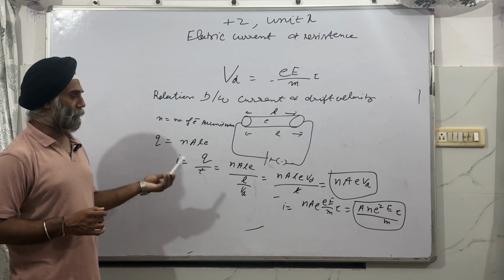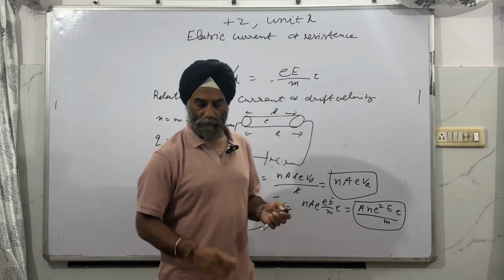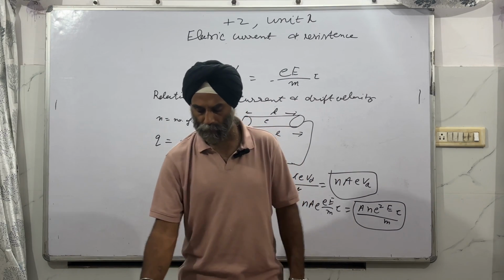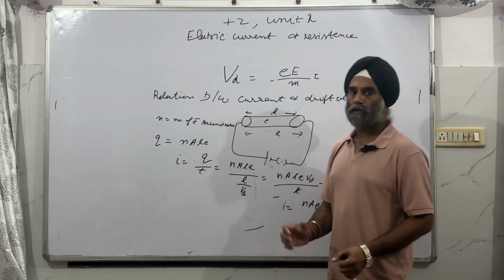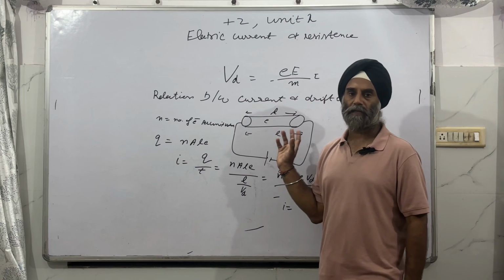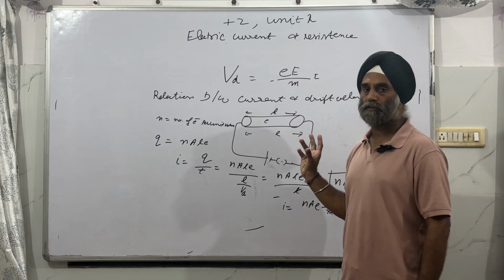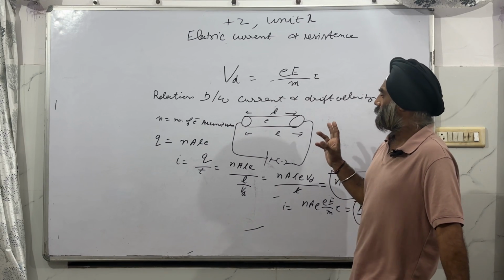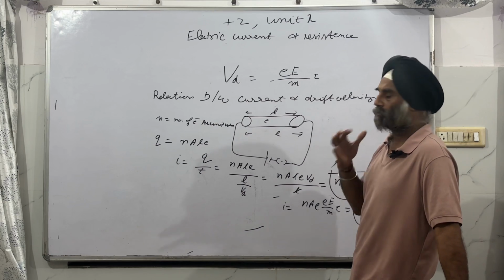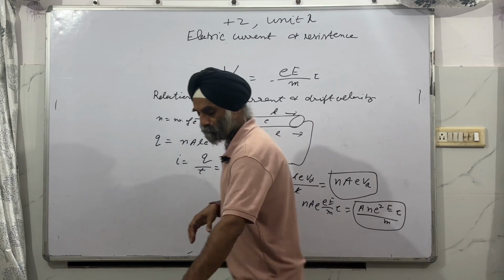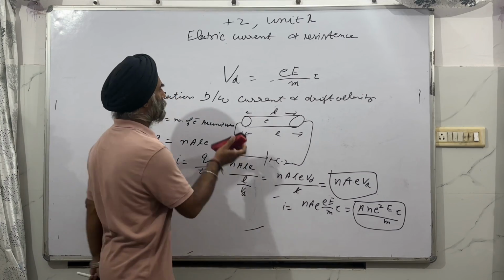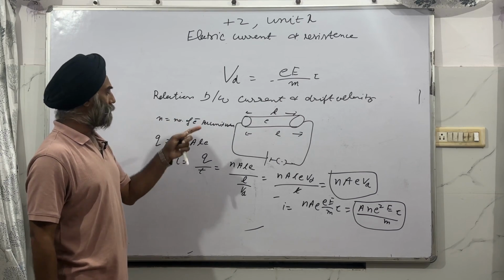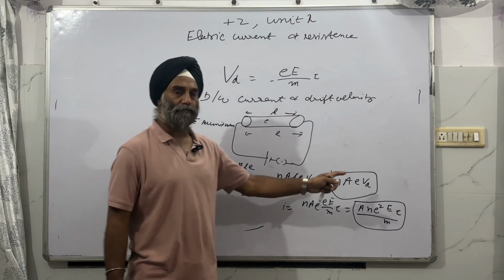Now using the current formula we are deriving Ohm's law. Ohm's law states that the current flowing through the two ends of the conductor is directly proportional to the potential difference across the two ends of the conductor, such that the temperature, pressure and other factors of the conductor remain constant. Ohm's law in terms of drift velocity: we have derived the relationship between current and drift velocity, I is equal to nAeVd.